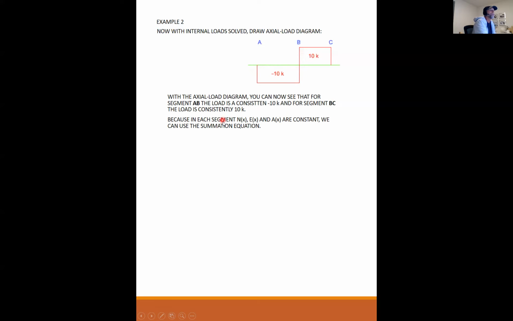We can use the summation equation, as I presented. So N is equal to 2. I have 2 segments. So we're going to do PL over AE for A to B, PL over AE for B to C. P is minus 10 on A to B, and P is positive 10 from B to C.